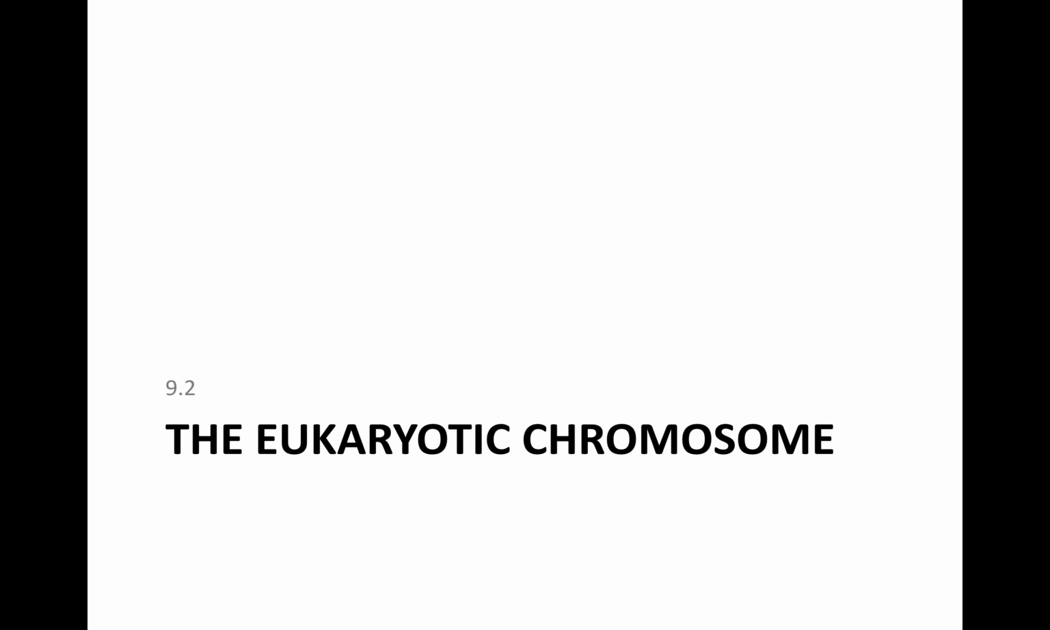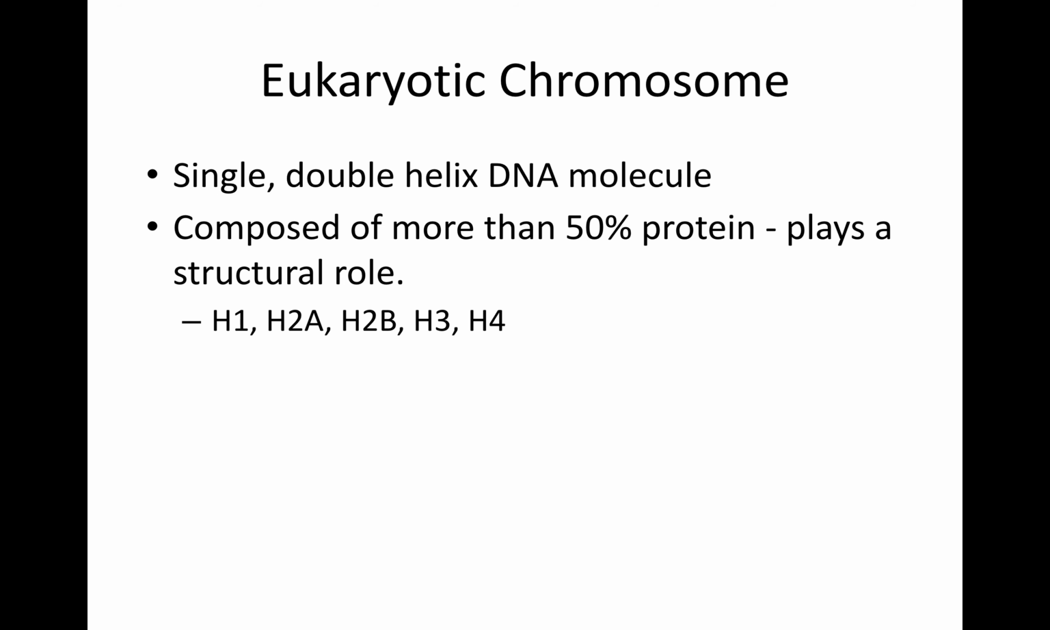So we're going to go over 9.2 today, and then we'll be done. We're going to talk about the chromosome. The chromosome is a single double helix. You have one double helix, and it's DNA. Okay? It's composed of more than 50% protein. We don't realize that a lot. We always think it's just DNA, like bases that look like a ladder, a twisted ladder. But that ladder has to be wound up around something. And those somethings are proteins called histones. And there are all different types of structural histones in our chromosomes.